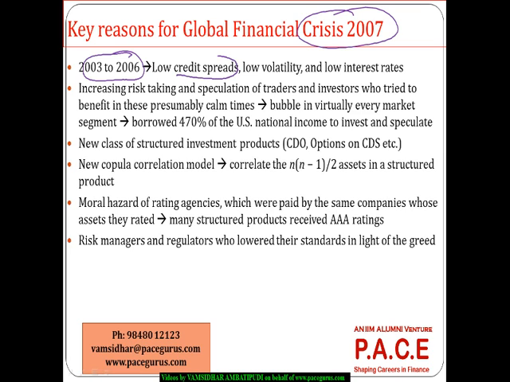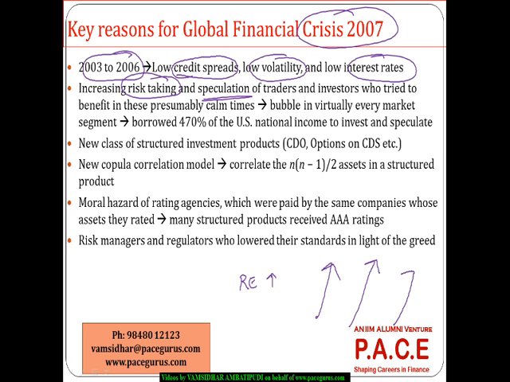credit spreads were much narrower, the interest rates were much narrower, and the volatility was much lower. In this kind of environment, and with real estate prices booming, all these things put together, the investors started taking more and more risks. They started getting more and more into speculation, and they wanted to benefit from this. So every segment resulted in a boom. A bubble started coming up in almost every sector of the market.